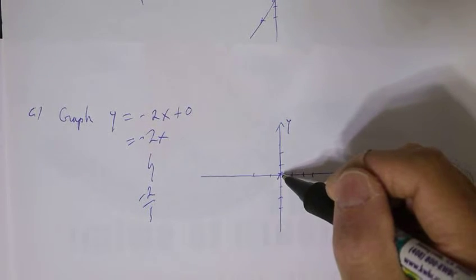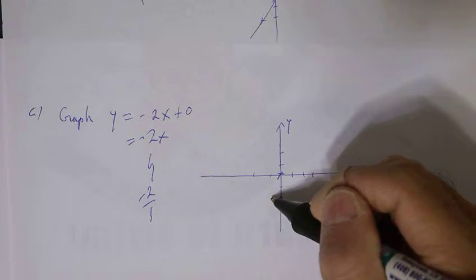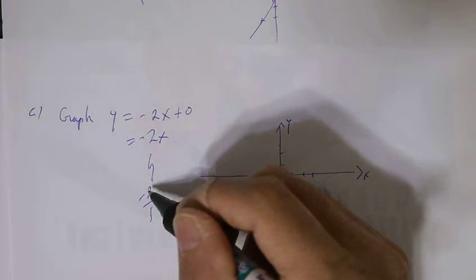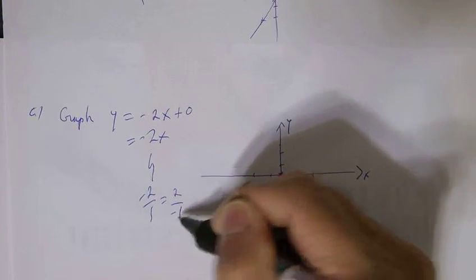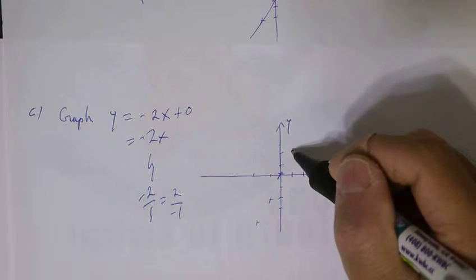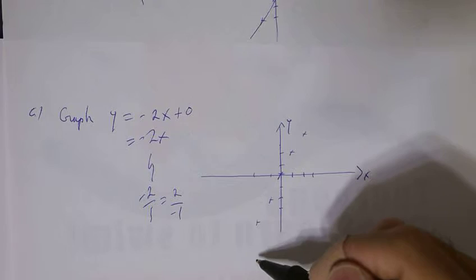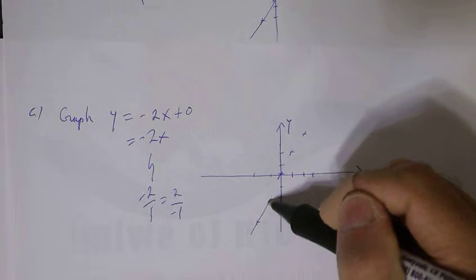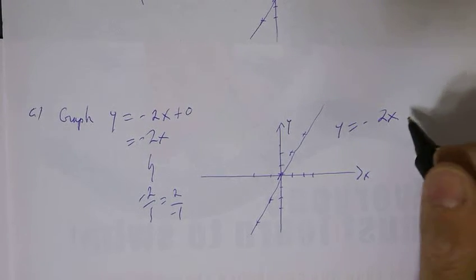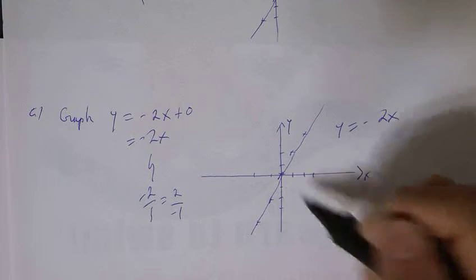So I may go down 2 units from the origin, 1, 2, move to the left by 1, go down 2, move to the left by 1, and so on. Or you may interpret minus 2 over 1 as positive 2 over minus 1. So from the origin, you may go up 2 units, 1, 2, move to the right by 1, go up 2, move to the right by 1, and so on. Now you have 5 points. You may connect all the dots now, and you have a rough sketch of the line y equal to minus 2x. As I said before, it's minus 2x plus 0, meaning that the y-intercept is 0.